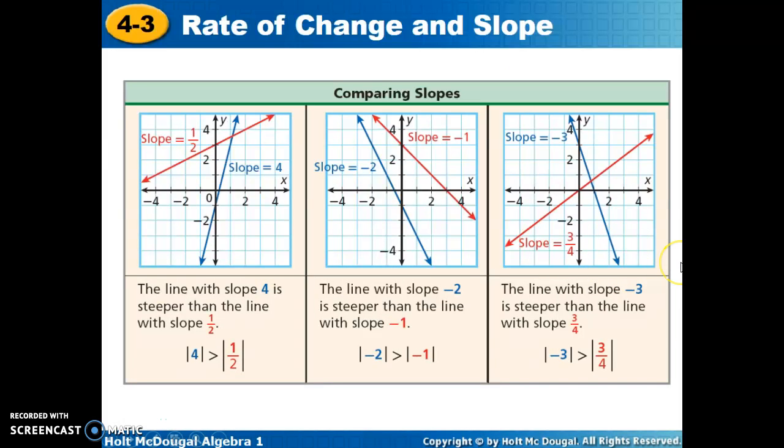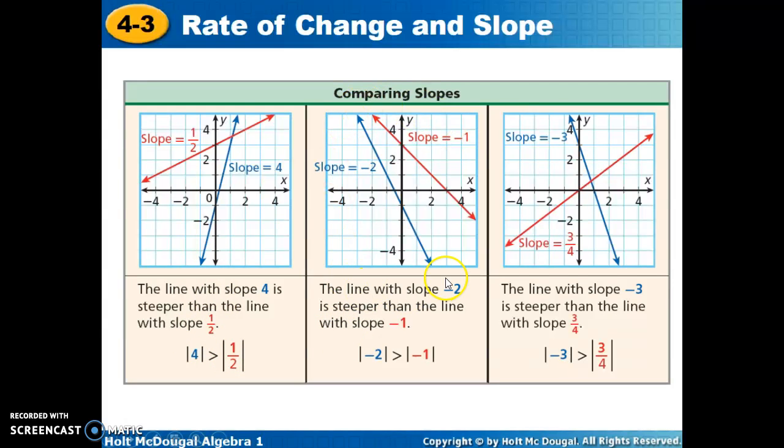On page 247, we want to be able to compare slopes, and that says to me which one's steeper. Positive and negative do not matter at this point. We're going to take the absolute value of each one of those slopes and compare. We see the blue line being very steep, the red being less steep. We're going to take that rise of 1 over 2 and this rise of up 4 over 1. Comparing the two, we see that the blue line has a steeper slope.